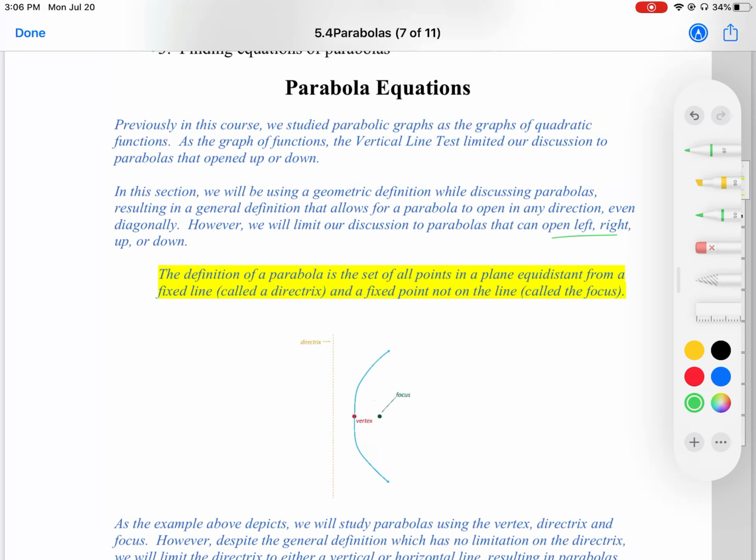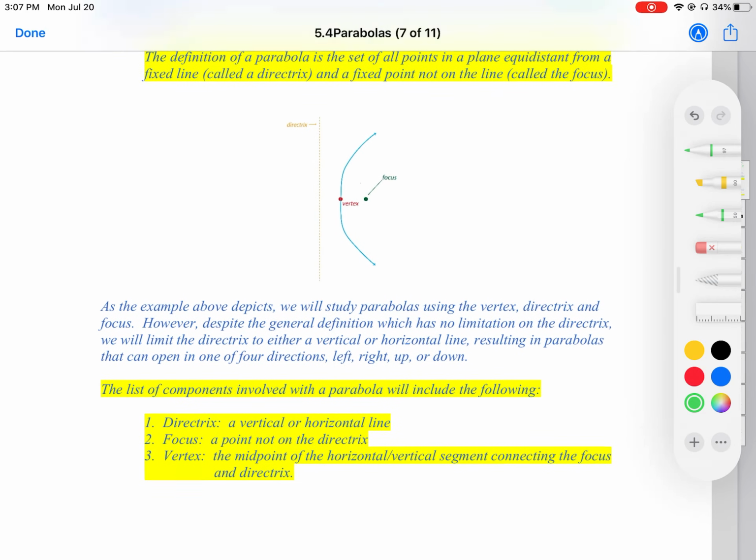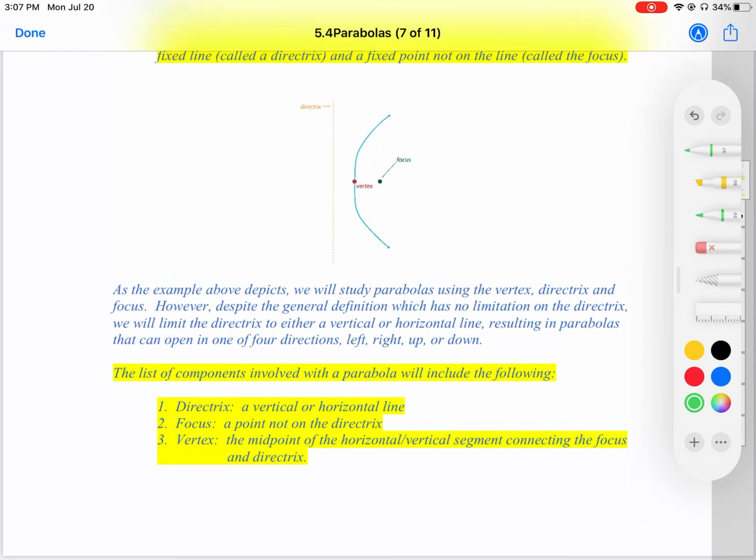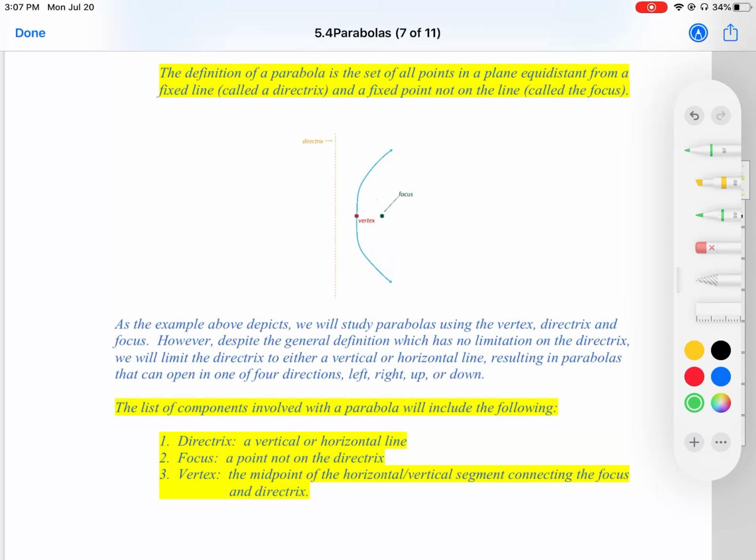The definition of a parabola is the set of all points equidistant from a fixed line called a directrix, and a fixed point not on the line called the focus. So here we see our graph. We have our vertex like before. An introduction to this new section is our focus point and our line that's called the directrix.